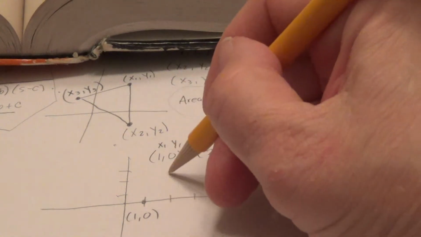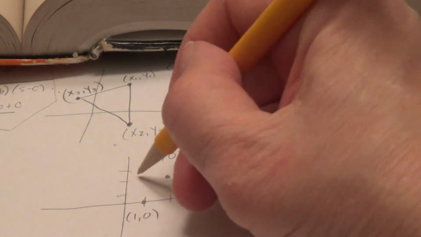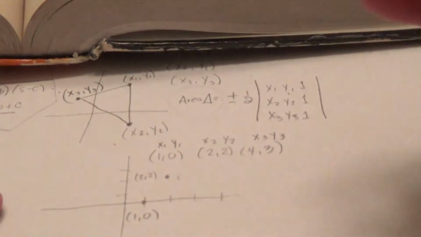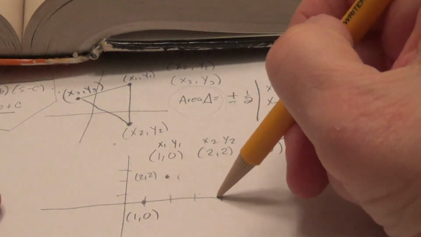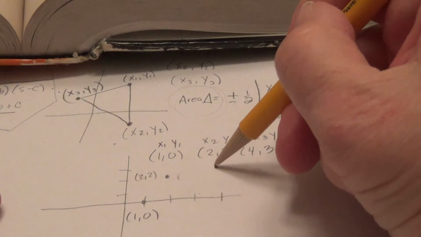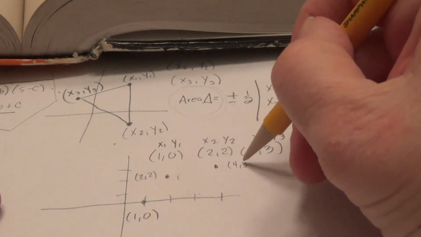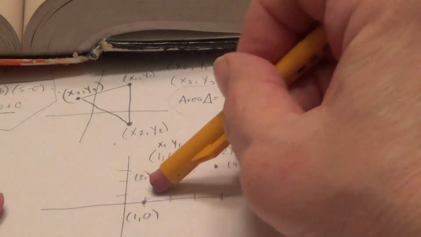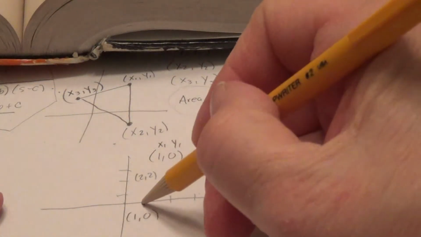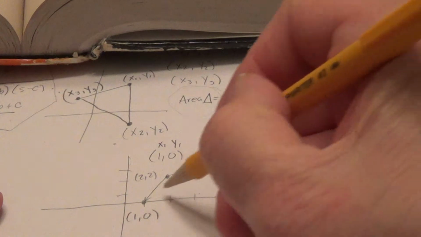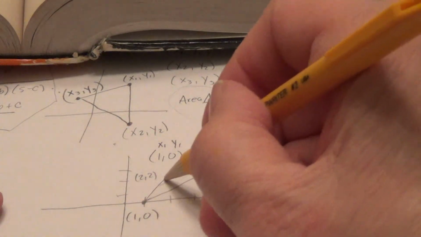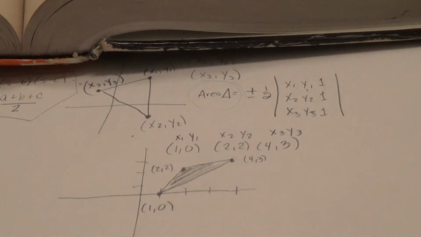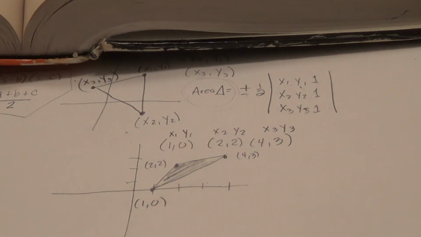2, 2. About there. Put it over here. 2, 2. And lastly, 4, 3. All right. So making a triangle out of that will look something like this. All right. I was wondering what the area is of that triangle, and I'm sure you are curious as well.